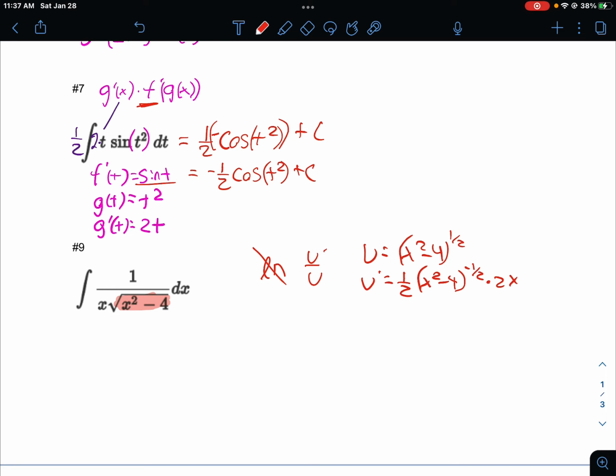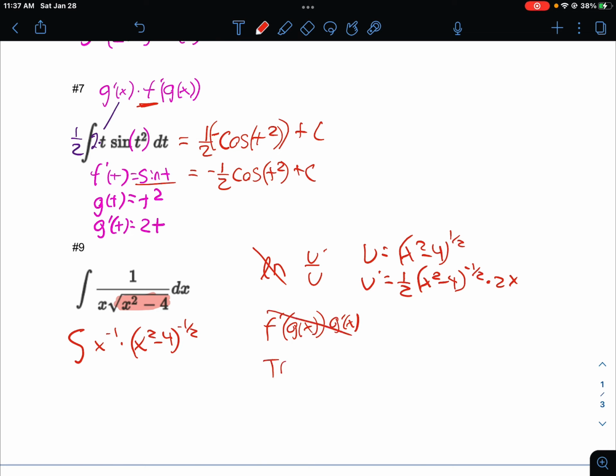Then I have to ask myself, do I have a chain rule problem? Do I have f prime of g of x times g prime of x? Do I have something like this? Do I have chain rule? Well, if I set it equal to that, let's rewrite this first off. I'm going to have the integral of x to the negative 1 times x squared minus 4 to the power of negative 1/2. Well, that's not going to be a chain rule problem. So why is that? Because the derivative of the inside, x squared, is going to be 2x, and we have x to the negative 1 power. So it's not going to follow that.